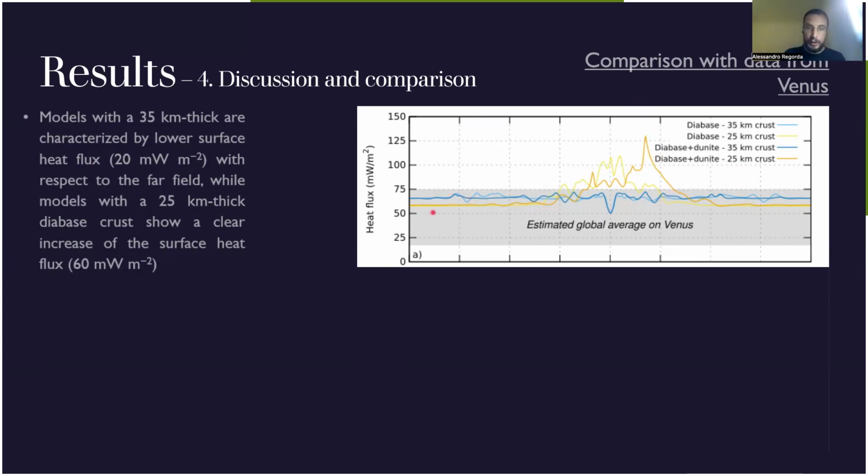And one other thing is that in the far field, the heat fluxes we found are in agreement with the estimated global average for Venus. And we saw that the thicker the crust, the higher is the heat flux. So maybe a crust thicker than 35-40 kilometers will be too much to have this kind of heat flux.